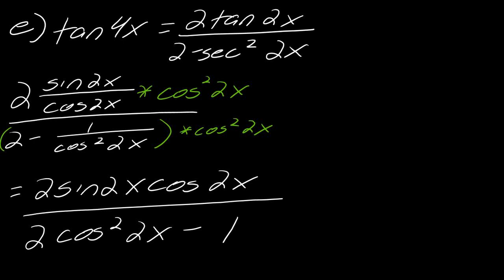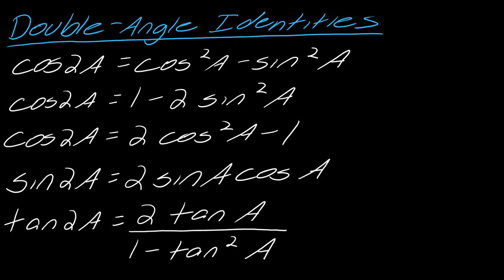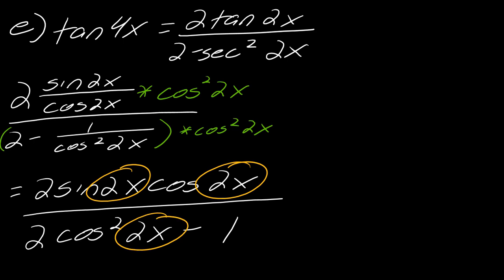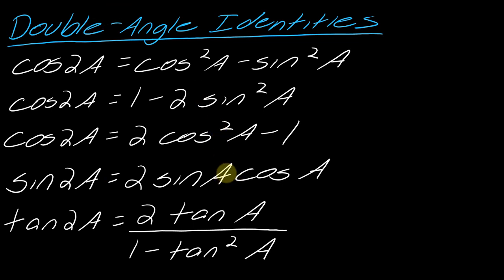So as I scan through my identities, I see that the 2 sine A cosine A, that looks like the top of what I've got, right? And then the 2 cosine squared 2x minus 1, that's actually this, right? So actually now what I have here is sine of 2a over cosine of 2a. I have to apply these identities in the right way, of course. So let's see. The difference is that these say 2x, so you have to kind of wrap your head around that. So now where I see the a, I'm going to replace them with 2x. So just keep that in mind.